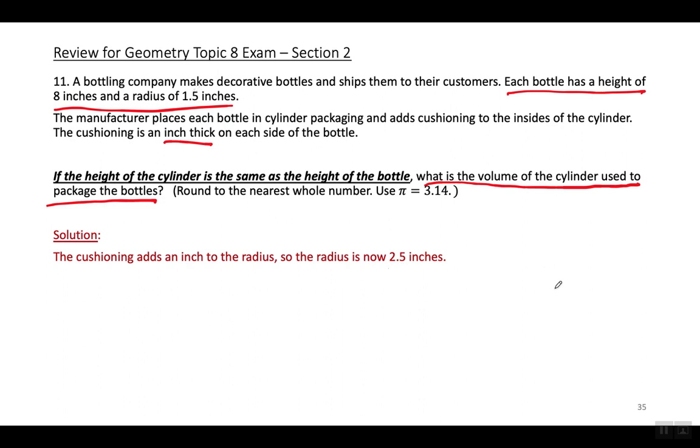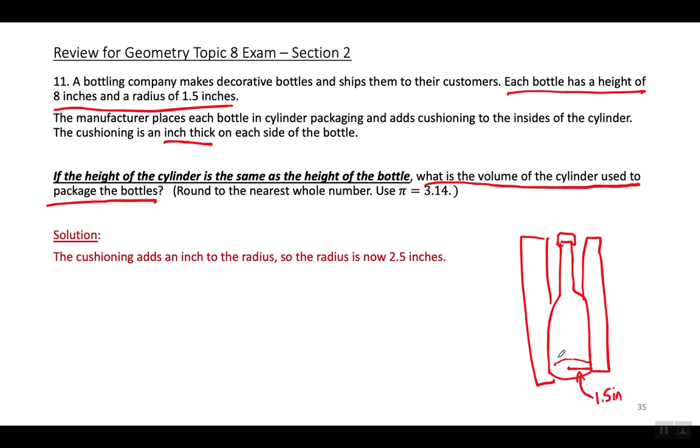All right, you may have to think about that in order to imagine it. Look, I'll try to draw. Here's a bottle, a badly drawn bottle. The radius came out better than I thought. The radius of the bottle is 1.5 inches, right? But they're going to add cushioning on the side of the bottle. That's the cushioning, and the cushioning is 1 inch thick on each side. This is 1 inch, and this is 1 inch.